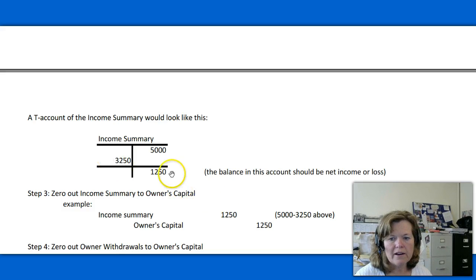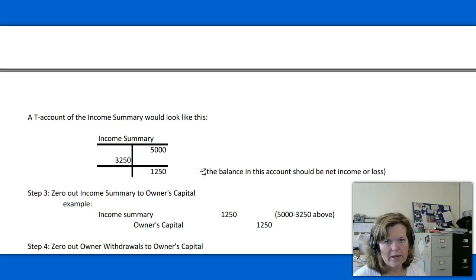And then I'm going to calculate the balance. My balance is a credit of $1,250. Okay? And the balance in this account, and again, I love to double check myself when I can, should be the net income or loss that's shown on the income statement. And I think it's a great idea to double check to make sure that what you're showing here is what you've got either as net income or loss on your income statement.